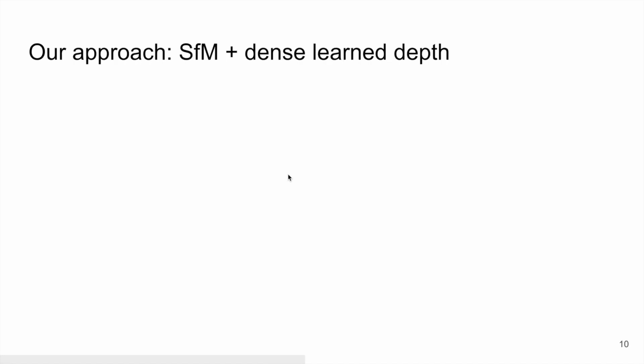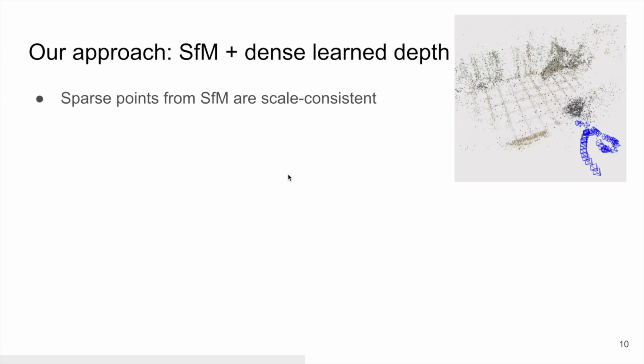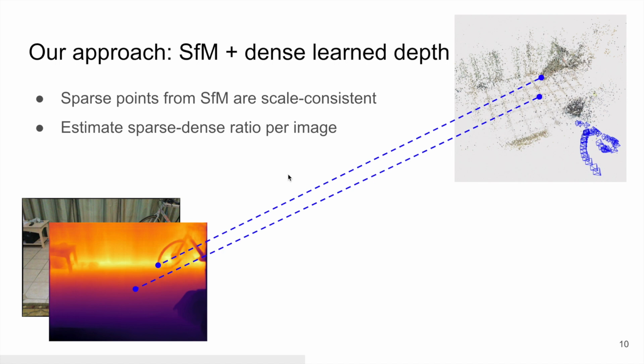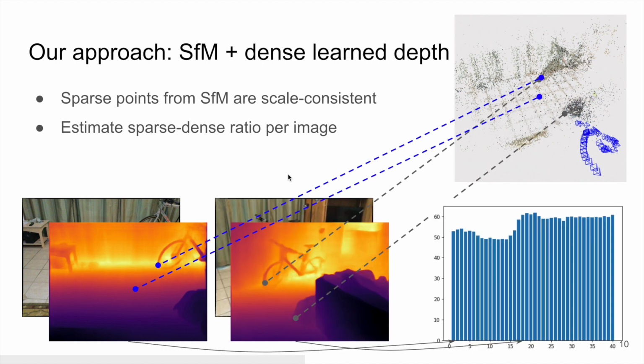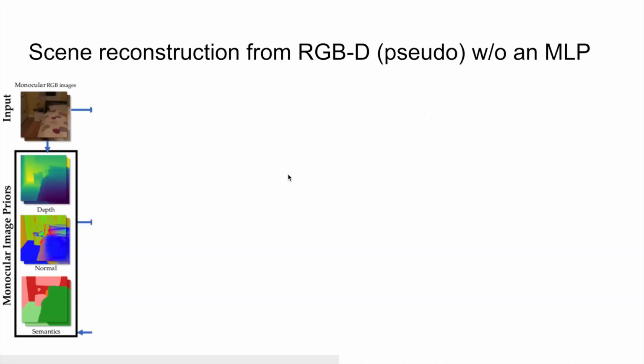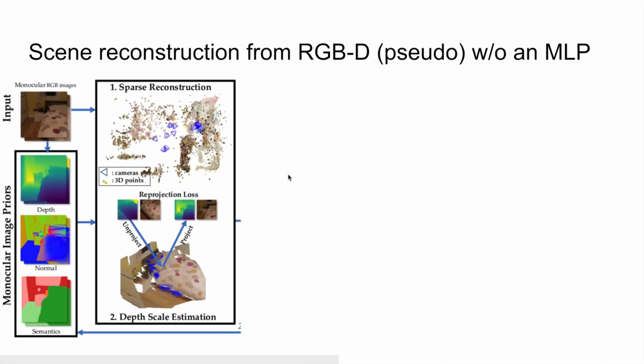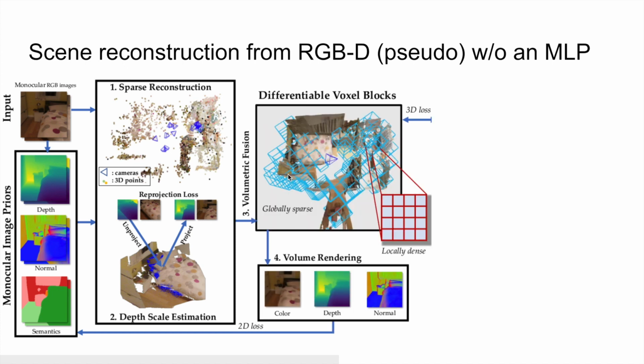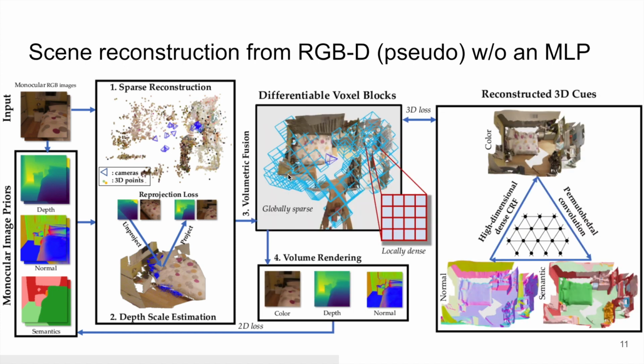Our approach combines structure from motion with dense learned depth. It projects scale-consistent point clouds from SfM back to unscaled depth priors and produces consistent depth scales per image. This means we now have a rough RGBD estimate. As a recap, we obtain depth prior, produce consistent scales, apply volumetric fusion and volume rendering, and further refine details with 3D priors.